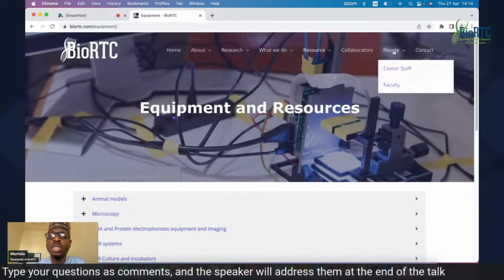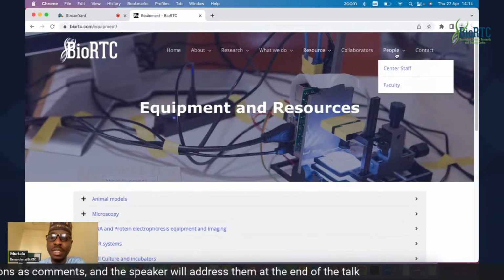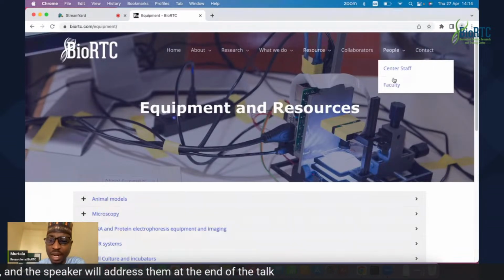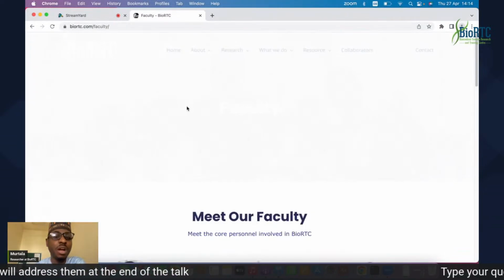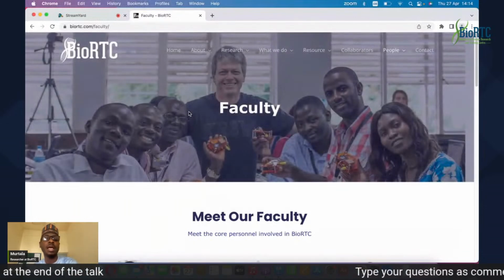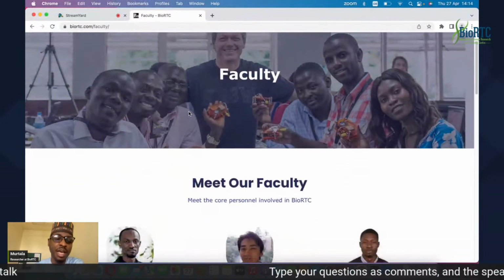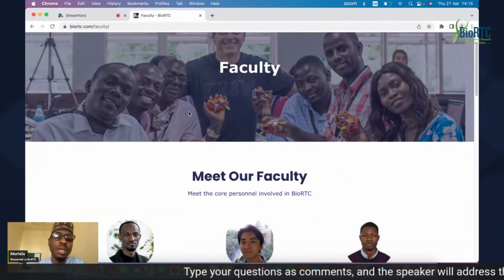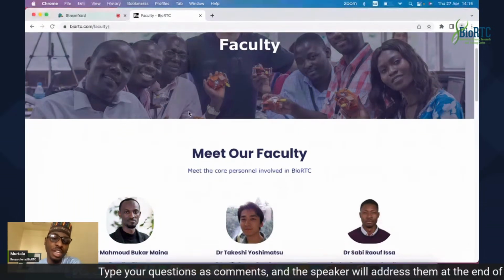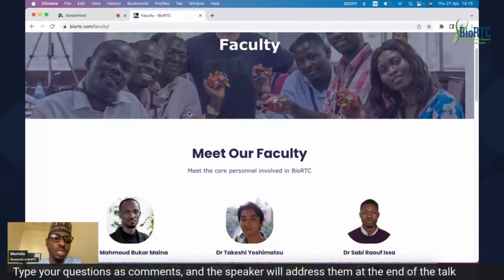The website also contains information about the people in the center. I think one thing that I need to call attention to is the faculty that are available. So I'm going to talk about, when I come to research design, what you can do if you are new to research and you want to start your research.